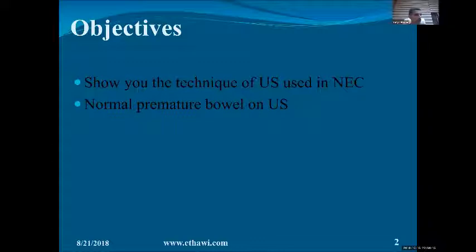So, objective. We'll start with the bowel ultrasound. The objective of today's session is to talk about the technique and what is normal bowel: how we do the ultrasound, and what normal bowel looks like. We will also record it, and you can hear it again.